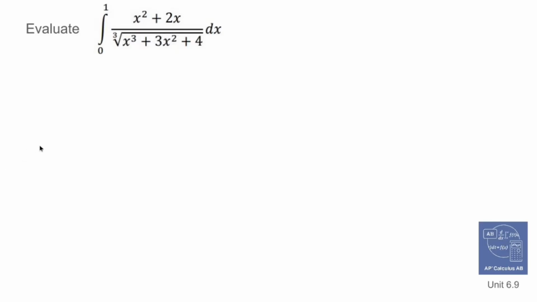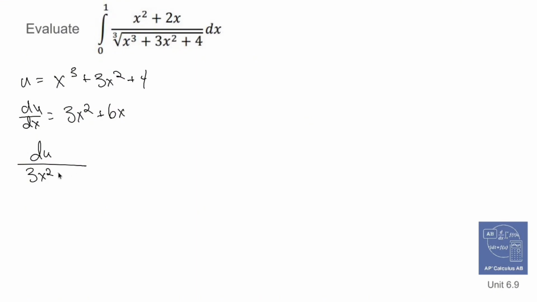Someone call the National Transportation Authority, because this is going to be a train wreck. Let's let u equal everything underneath that cube root. u equals x cubed plus 3x squared plus 4. So du dx is going to be 3x squared plus 6x plus nothing. Do the old flip-flop where you replace dx, so du over 3x squared plus 6x is going to equal dx.